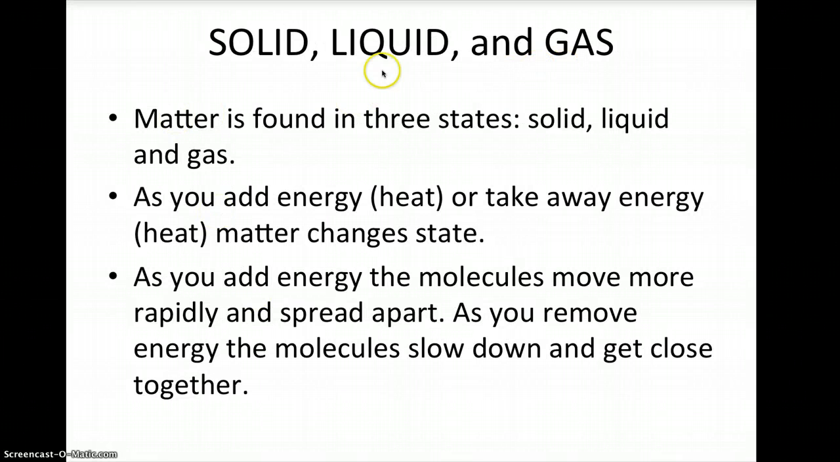Solid, liquid, and gas. Matter is found in three states: solid, liquid, and gas. As you add energy or heat, or take away energy or heat, matter changes state. So you add some energy, it changes state. You take away energy, it can change state. As you add energy, the molecules move more rapidly, so faster, and spread apart. As you remove energy, the molecules slow down and get closer together.